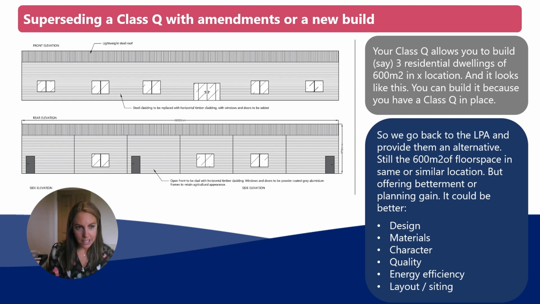So we go back to the local planning authority and we provide them with this alternative. We still end up with 3 dwellings, 600 square metres of floor space in a same or similar location, but we offer betterment or planning gain to the local authority. That could be in terms of better design, better materials, something more character appropriate to the area, improved quality in the long term, energy efficiency, and/or improved layout and siting. So we can meet some or all of those betterments.